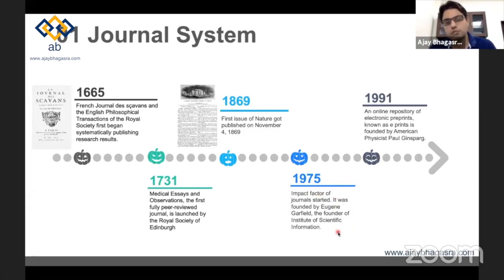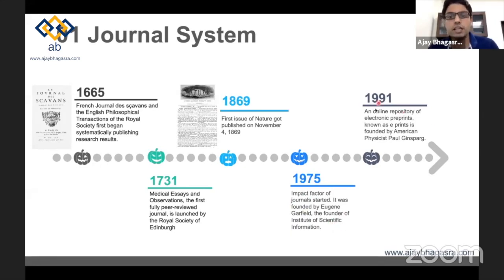Today, if you go back and look at our API system also, they categorize the marks that an academician or a researcher or scholar would get. They invariably depend upon how much impact factor the journal has in which you have published. So that thing started in 1975.